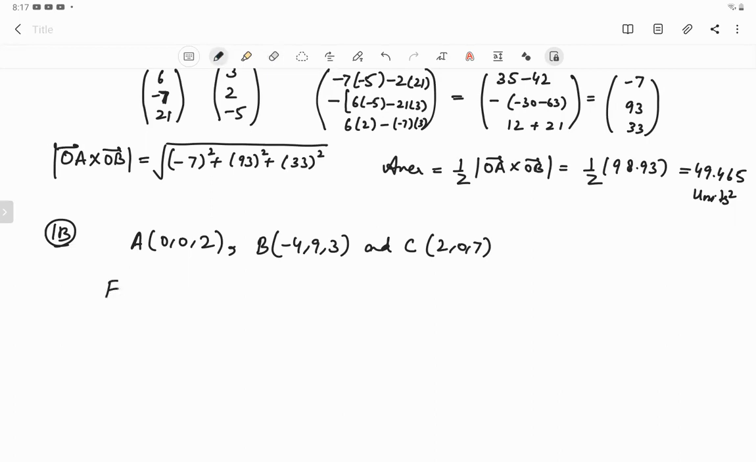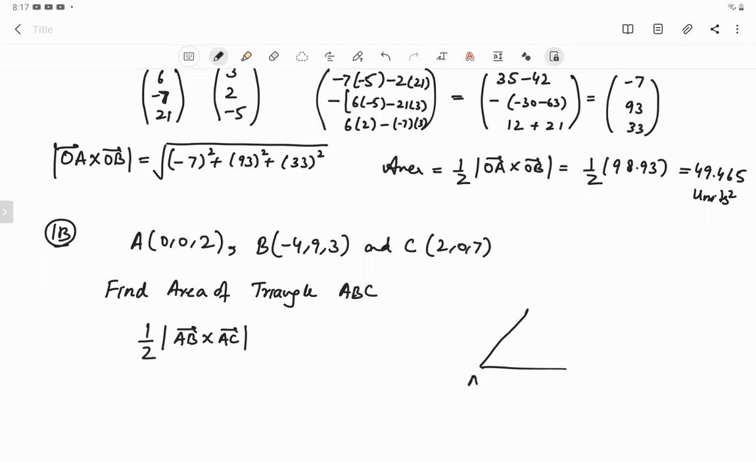Find the area of triangle ABC. So what we do is that for the area of the triangle ABC, we will use this formula: the magnitude of AB cross AC. Okay, this is A, this is B, this is C. And then you will have to find AC and AB, and then find their cross product.